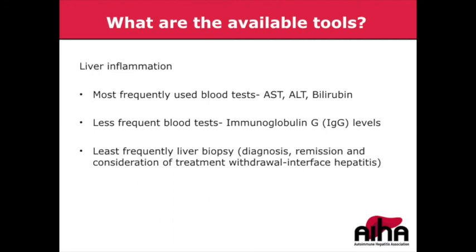So for liver inflammation, we have some tools, and probably the most frequently used tools are our liver tests, our liver enzymes. So these are the AST, ALT, and the bilirubin. And these are probably performed quite frequently. Less frequent blood tests include this immunoglobulin G that we had talked about.